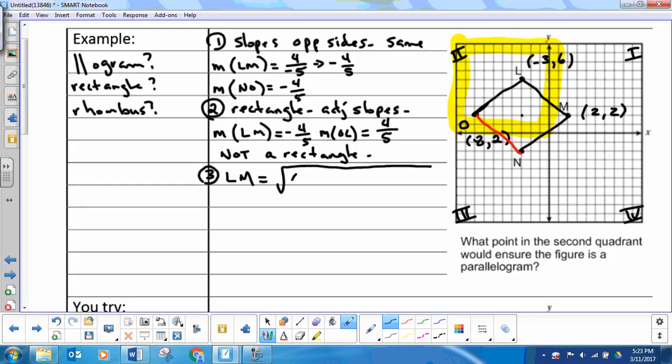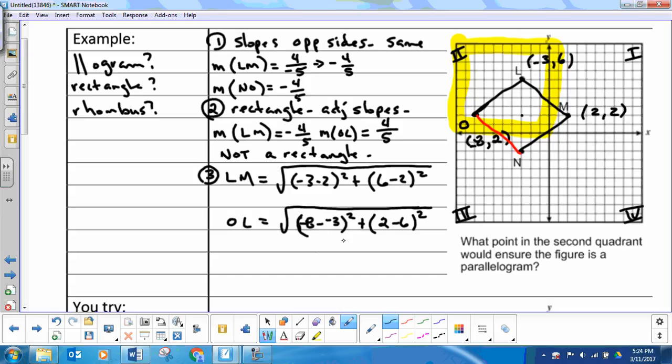So that's going to be -3 minus 2 squared plus 6 minus 2 squared. And then we're going to look at OL, the length of OL, and that's going to be a parenthesis, -8 minus 3 squared plus 2 minus 6 squared.